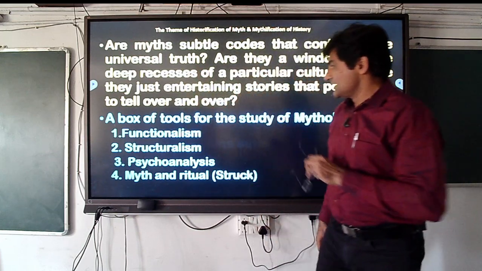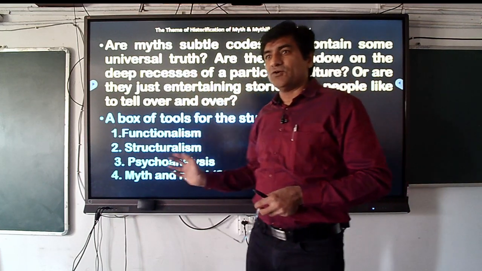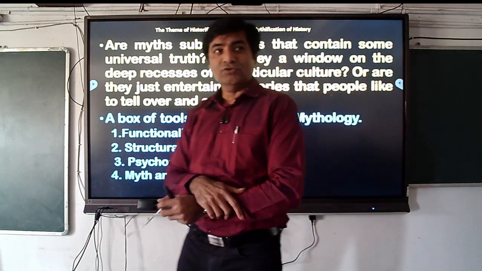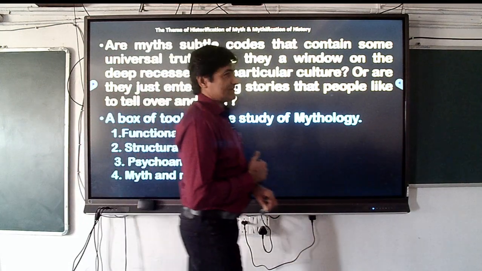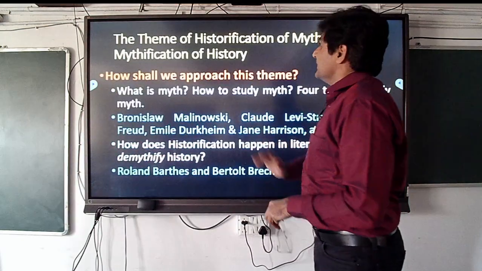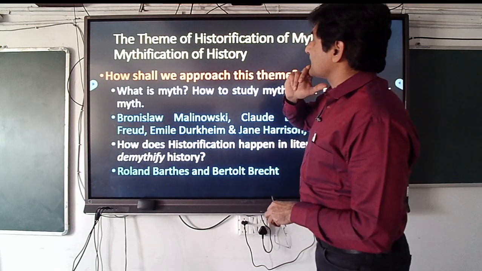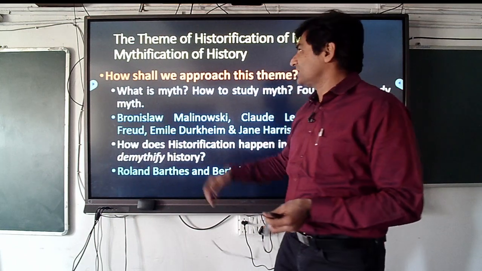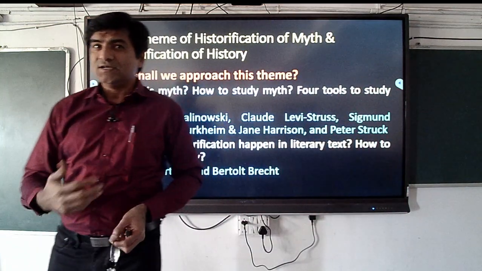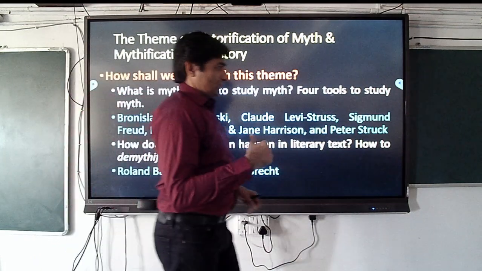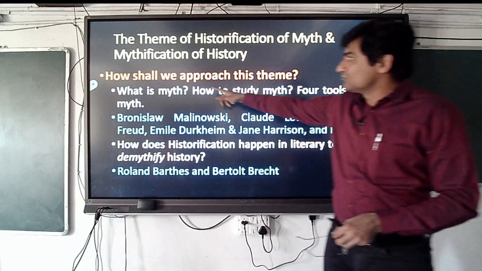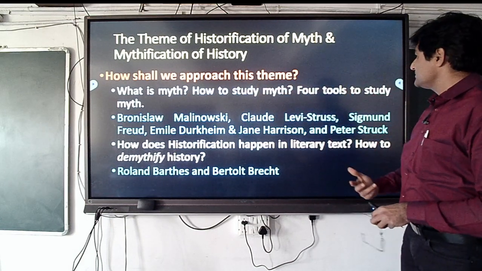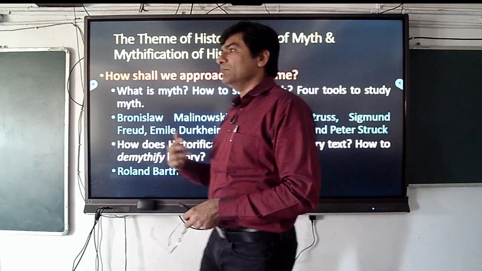So this is the part which we have dealt with in part one of our discussion. Now we have to look at these four toolboxes, the tools in a given box, to study this. Let us take them one by one. The theme is historification of myth and mythification of history. So, how can we approach this concern in the text? How shall we approach this with these tools? What is myth? We can ask. How to study myth? Second question. And four tools to study myth.